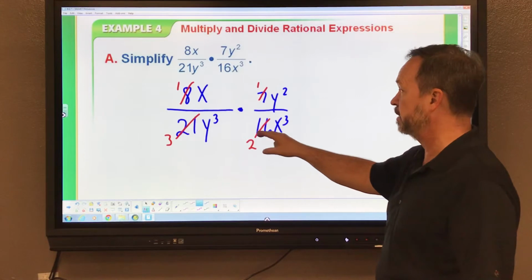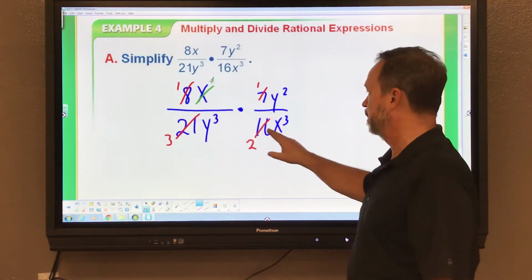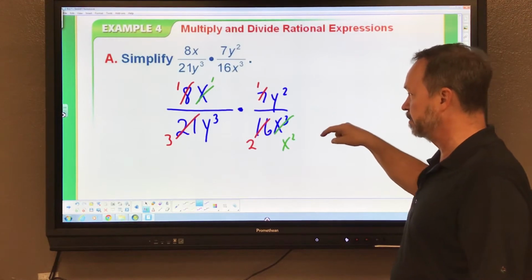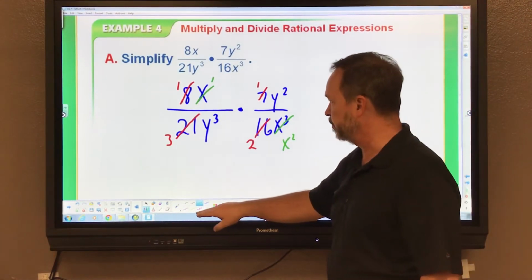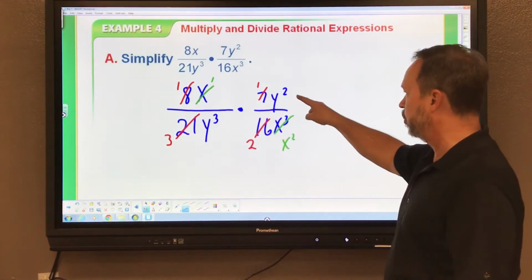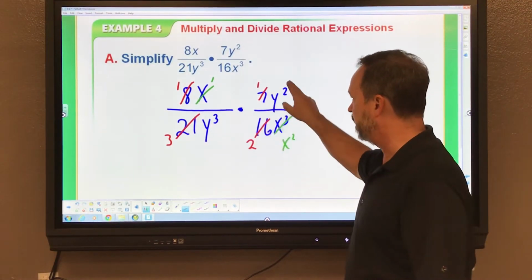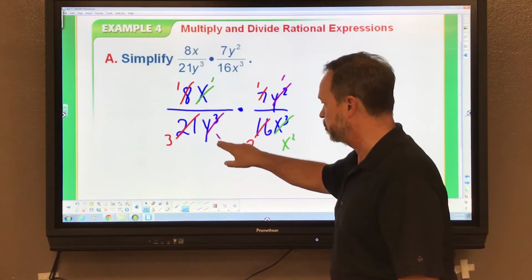Those will cancel, right? But it'd be x squared in the denominator because it's heavier in the denominator, or in the bottom. And we get a similar thing with the y cubed and the y squared. It's going to be y to the first, isn't it? In the bottom. So that cancels, and that's y.